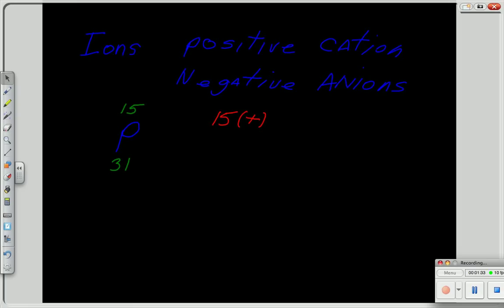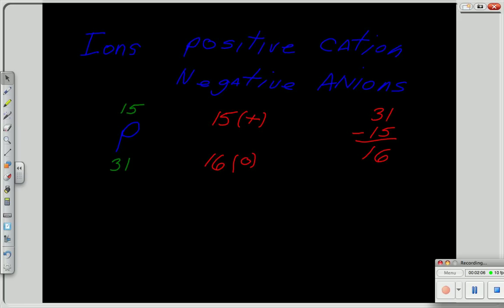Okay? Since the atomic mass was 31, if I subtract 31 by 15, I am going to get 16, which is the number of neutrons. So in this particular phosphorus, there are 16 neutral charged particles. And remember, those are the things that are holding the protons together in the nucleus.